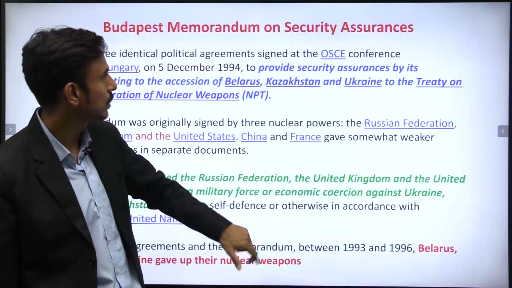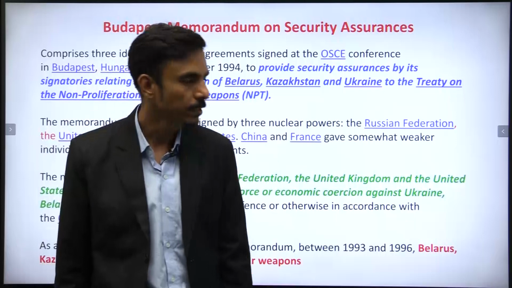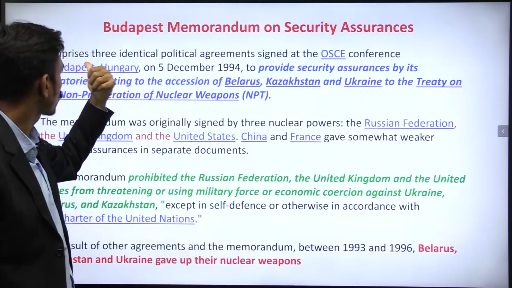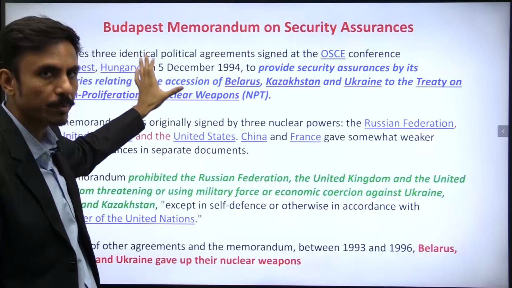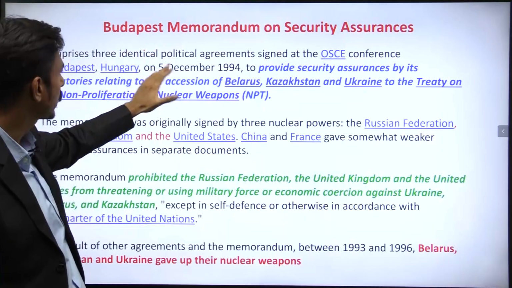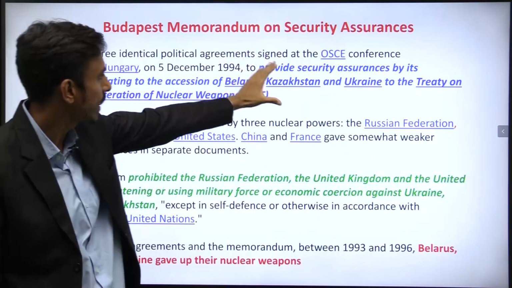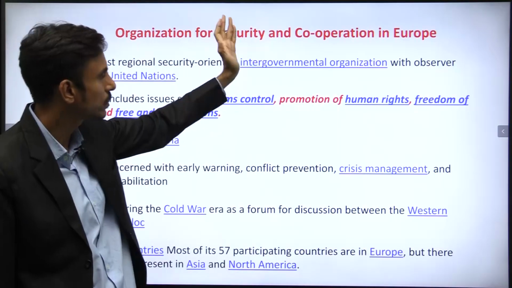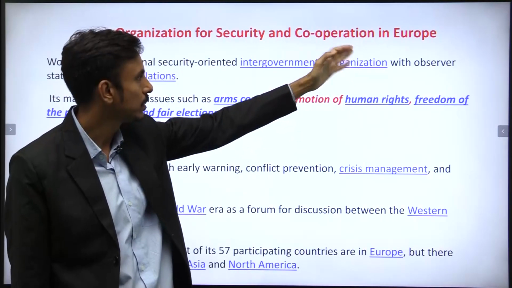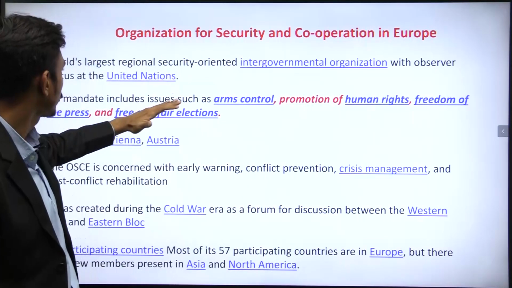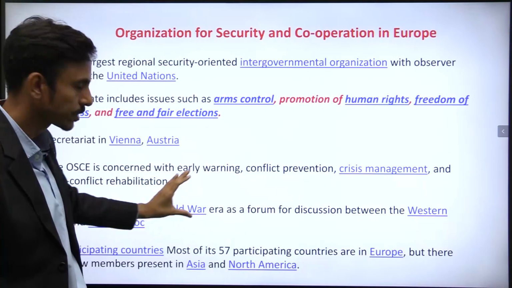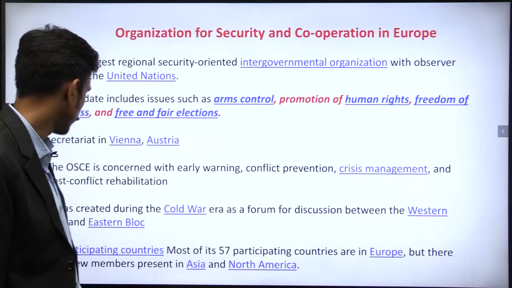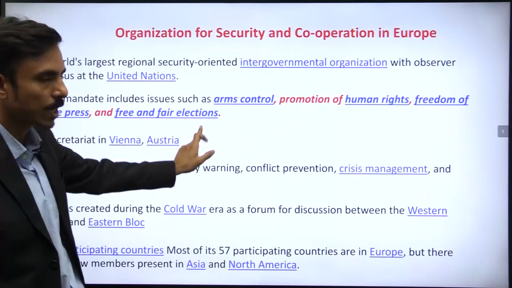Guys, let us discuss the Budapest Memorandum on Security Assurances. Guys, it comprises, in fact, 3 identical political agreements signed at the OSCE conference. OSCE is the Organization for Security and Cooperation in Europe, right? It was created during the Cold War as a forum for discussion between the Western and the Eastern Bloc countries, right? So it talks about arms control, right?